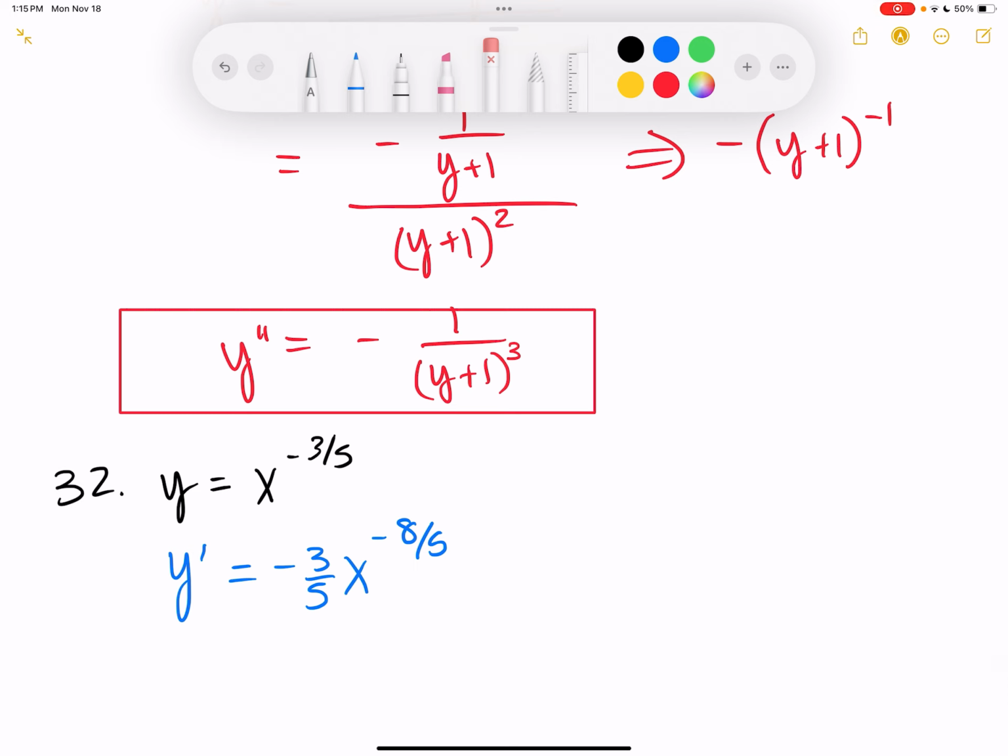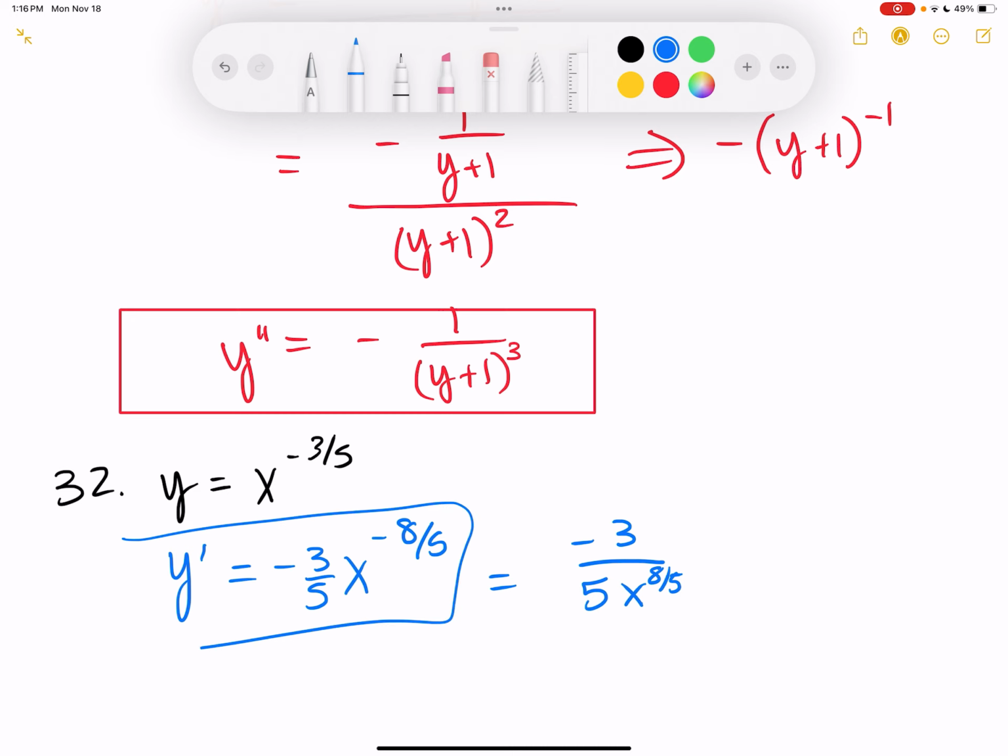You can leave it here if you were so inclined. You could write this as negative 3 over 5x to the 8/5. Either way would be fine. They leave it as the negative, but if you rewrote it to not have the negative exponent, I wouldn't care.